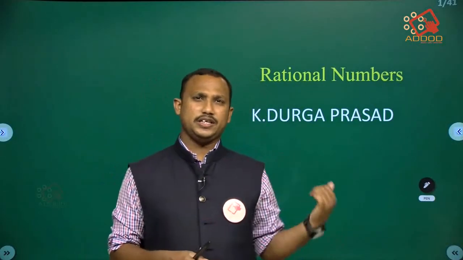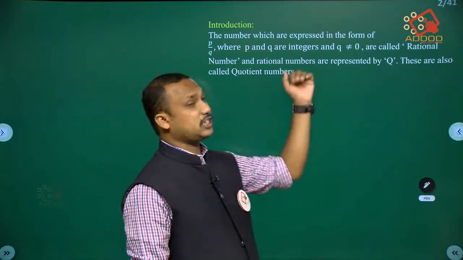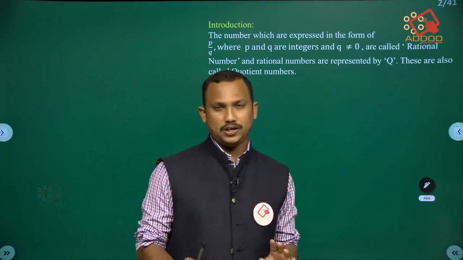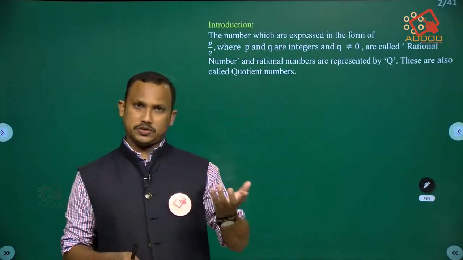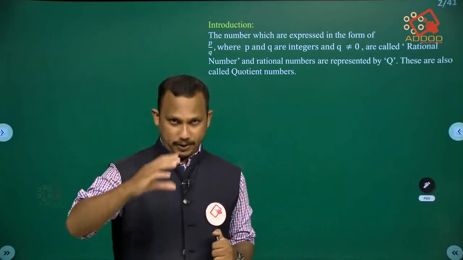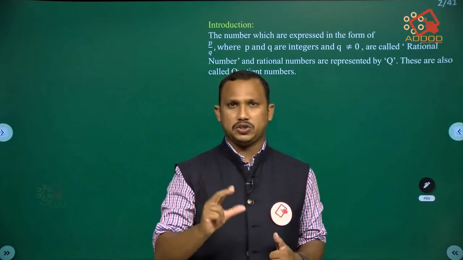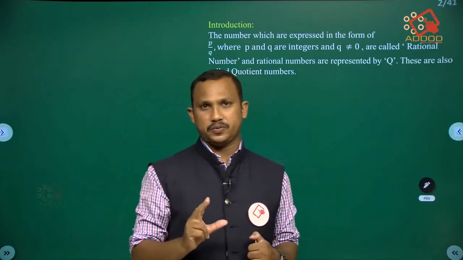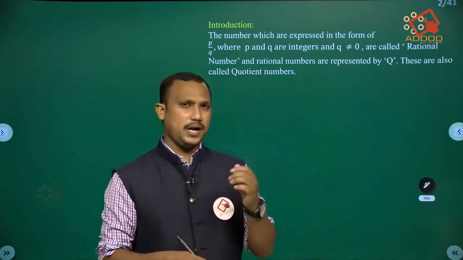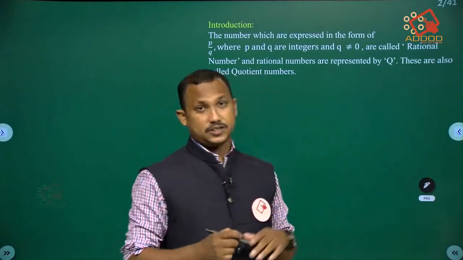In this chapter on rational numbers, first you see the definition of it. The numbers which are expressed in the form of p by q, where p and q are integers. It looks like a fraction, but we can't say it is a fraction, it is a rational number, because in the numerator and denominator the values should be integers. Integers means negative numbers or positive numbers, but in the denominator 0 should not be there. If it is there, then it is not a rational number.